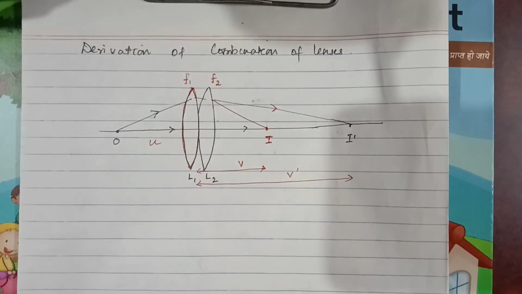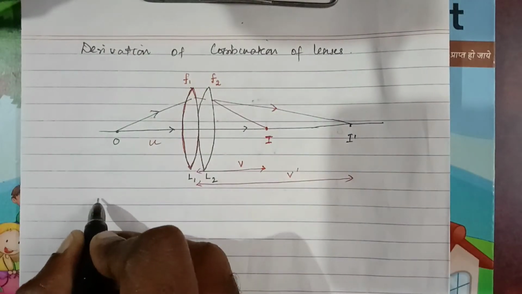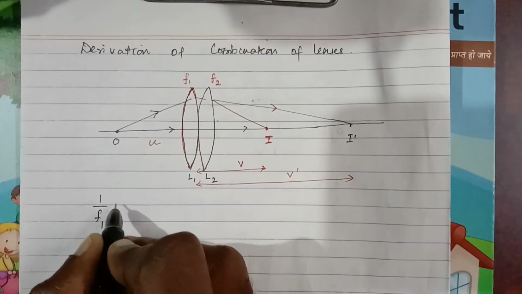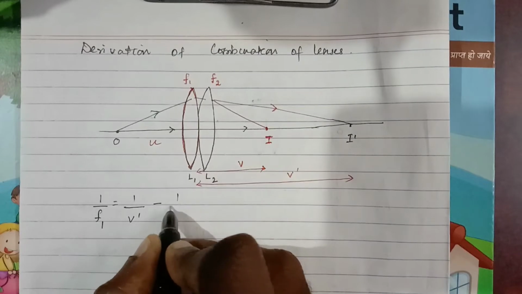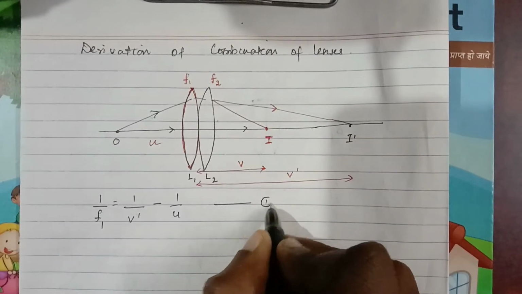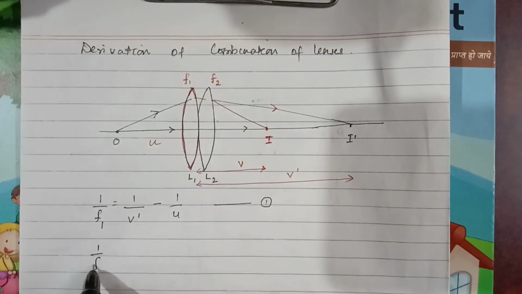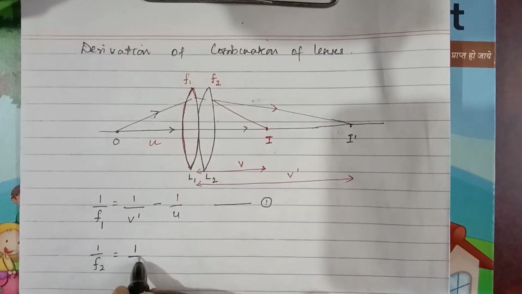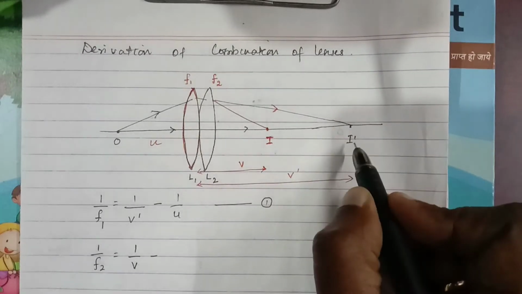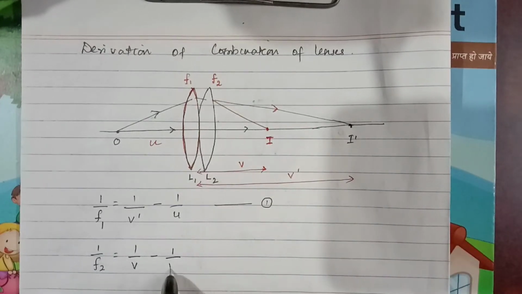Now let us see, for the first lens, what will be the lens formula? It will be 1 by f1 equals 1 by v dash minus 1 by u. Let this be our first equation. For the second lens, the formula will be 1 by f2 equals 1 by image distance, v is the image, minus object distance, I dash is the virtual object, so it will be 1 by v dash.